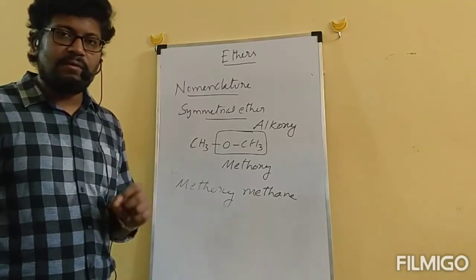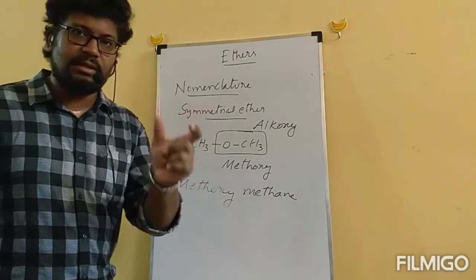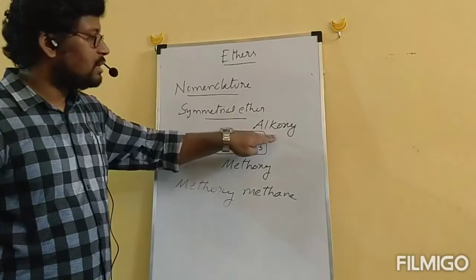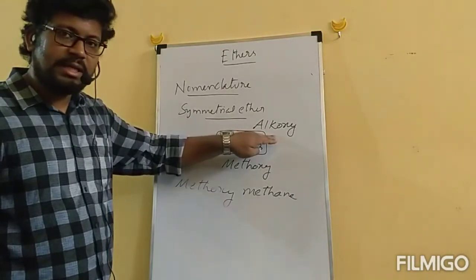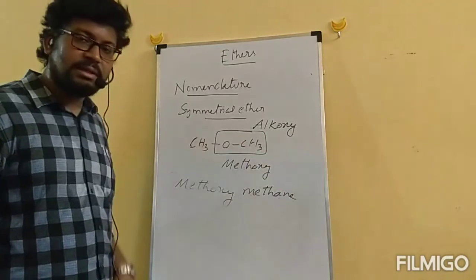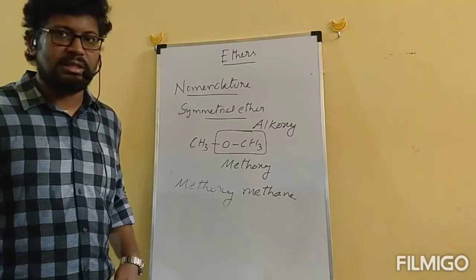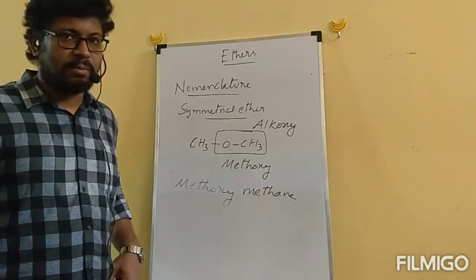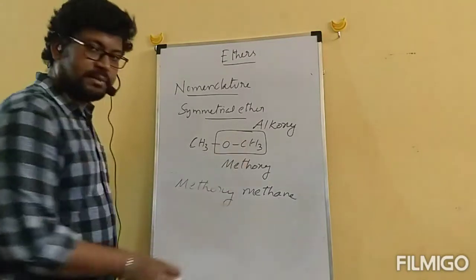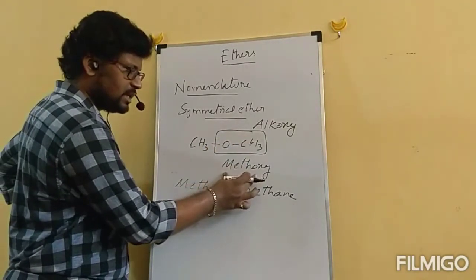So if you have a symmetrical ether, which contains two alkyl groups bonded to oxygen that are the same, first step, we have to select any one alkyl group and combine it with oxygen, and it is generally called alkoxy. Under this alkoxy, if we have one carbon, that is called methoxy. If we have two carbons, that is called ethoxy. If we have three carbons, that is called propoxy. Like that, we will give names. So this one is joined with this oxygen and we will call it methoxy.